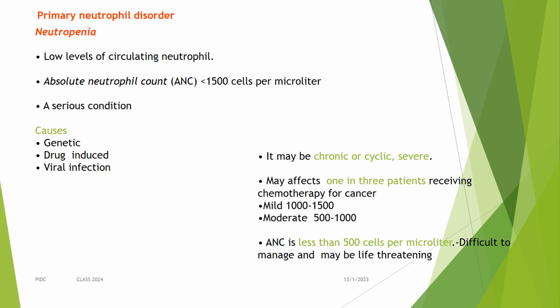So coming on to neutropenia, as the term suggests, there are low levels of neutrophils present. An absolute count of 1500 cells per microliter is required. It could be a chronic or a cyclic one, and in its mild form, it is around 1000 to 1500 neutrophils per microliter of blood. Moderate is 500 to 1000. If it is less than 500, then it may be life threatening.